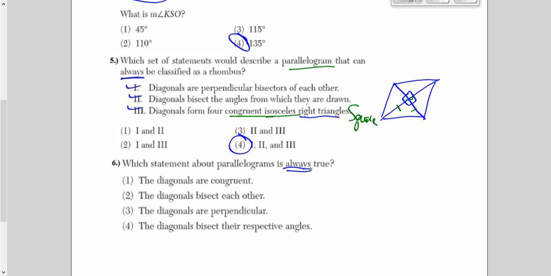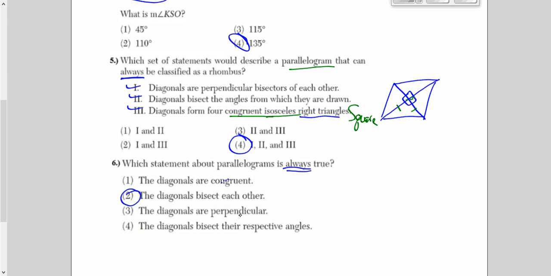This one should be pretty simple compared to the last one. What do you think, guys? Yeah, that's right in there under parallelogram, right? Diagonals bisect each other. Would they always be congruent? That would only be if the parallelogram is a rectangle, a square, right? Would they always be perpendicular? That would only be if the parallelogram is a rhombus. You get the idea? And they said always.